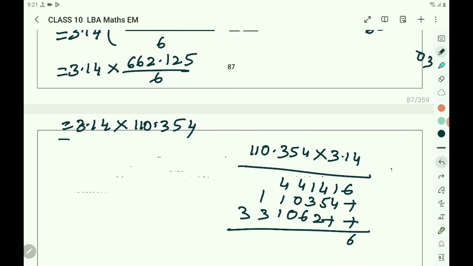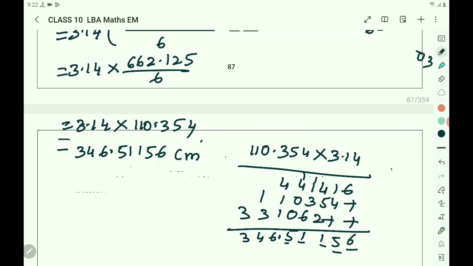6. 4 plus 1 is 5. 4 plus 5 is 9, plus 2 is 11. 1 carry. 1 plus 1 is 2, plus 3 is 5, plus 6 is 11. 1 carry. 4 plus 1 is 5. 4 plus 2 is 6. 3 plus 1 is 4. 3. You got the decimal point here. 3 plus 2 is 5. 1 2 3 4 5. So you got 346.5156.